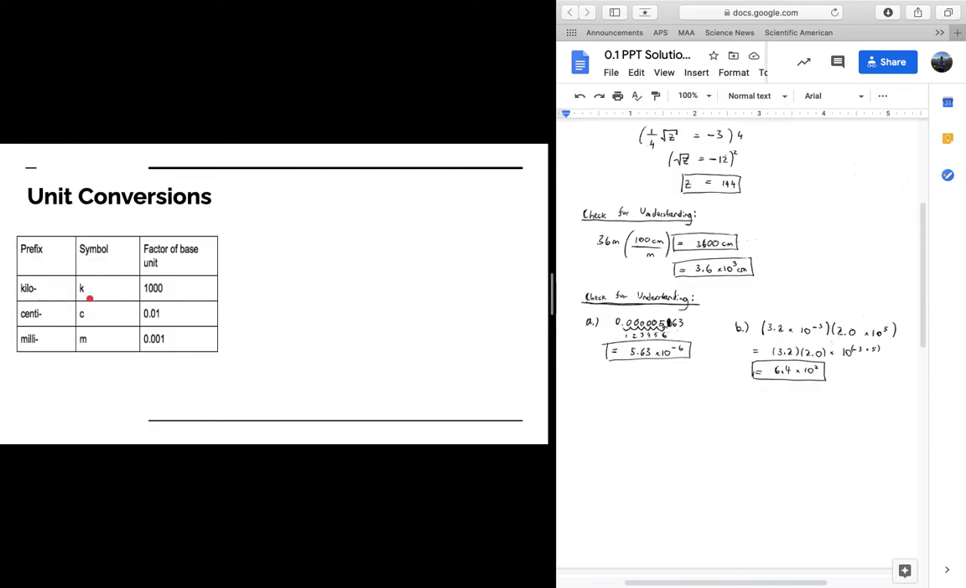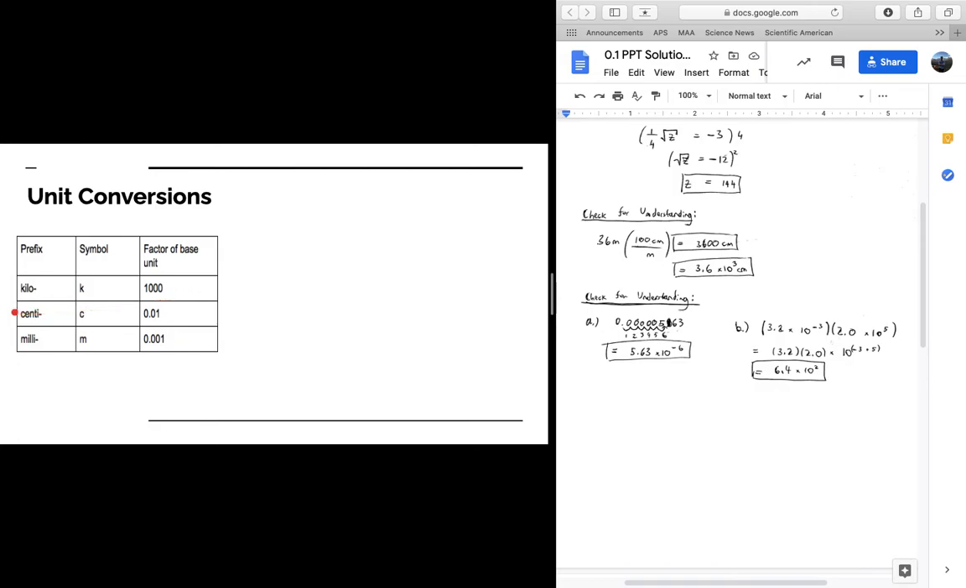So kilo, represented by the letter K, means you have 1,000 of whatever your base unit is. So if my base unit, say for distance, is a meter, which is what we use to measure distance in physics instead of feet, a kilometer is going to be 1,000 meters, okay?